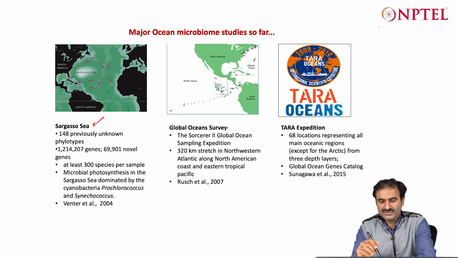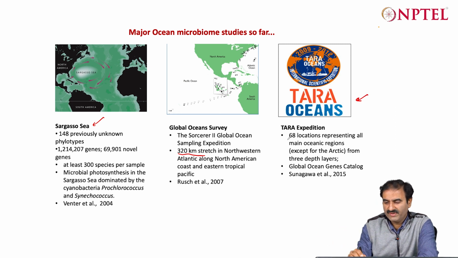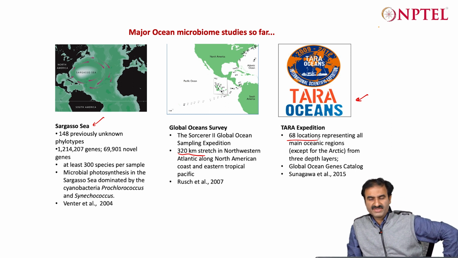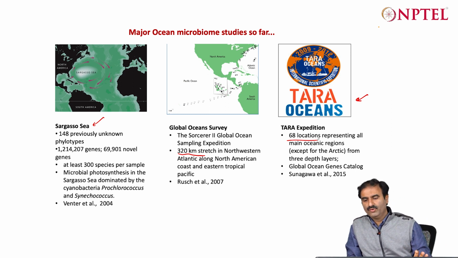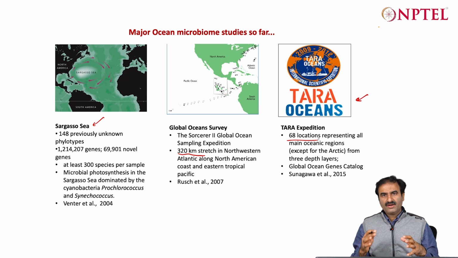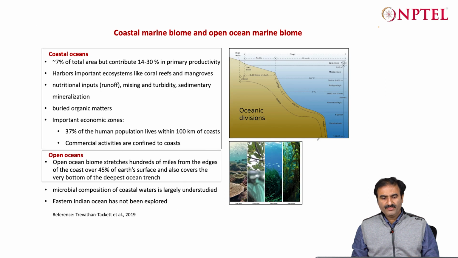Then came the Global Ocean Survey, which was done along a 320 kilometer stretch in the northwestern Atlantic and North American coast, and this work also provided much information about previously unknown microbes, right? Then recently the Tara Ocean expedition, which covered almost all of the earth, including 68 locations across the globe, although they left out a few locations. They made a catalog of the ocean microbiome genes and the composition of microbes, right.